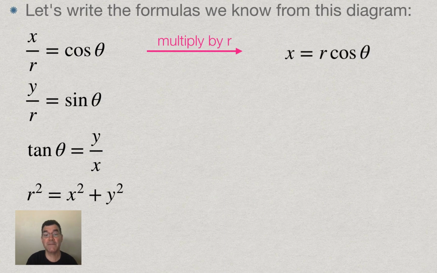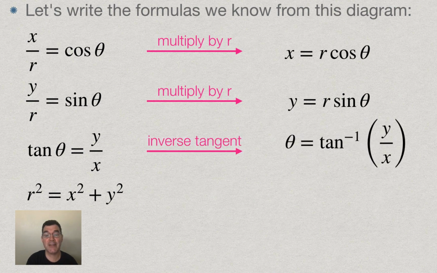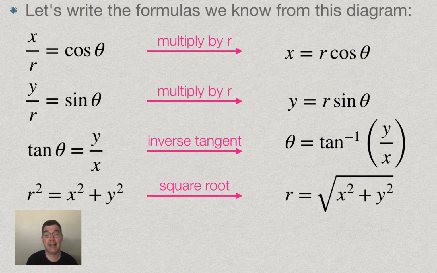Well, if I multiply this first equation by r, I get that x equals r times the cosine of theta. And if I multiply the second equation by r, I get that y equals r times the sine of theta. So there I have x and y expressed in terms of r and theta. Looking at the bottom two, if I take the inverse tangent of that first equation, I get that theta is the inverse tangent of y over x. And if I square root both sides of that last equation, I get that r equals the square root of x squared plus y squared. So there I have two equations of r and theta expressed in terms of x and y.